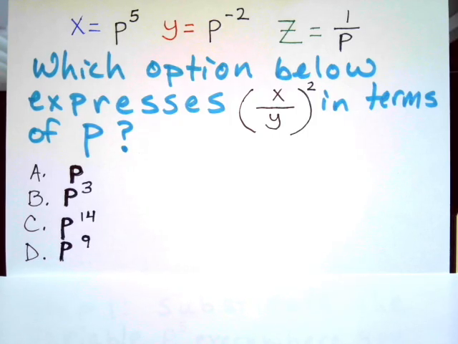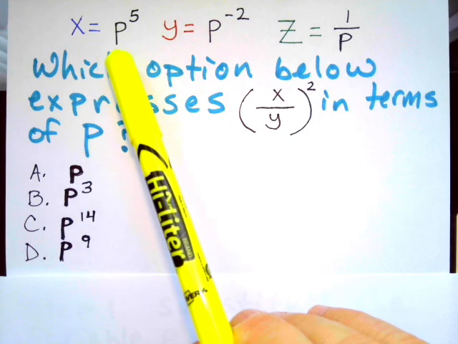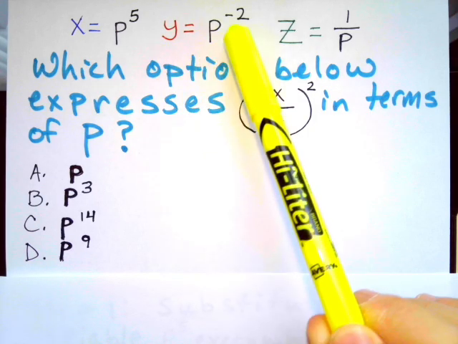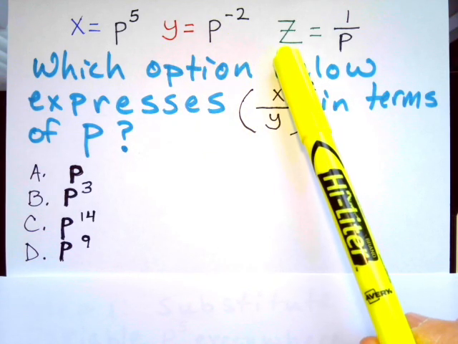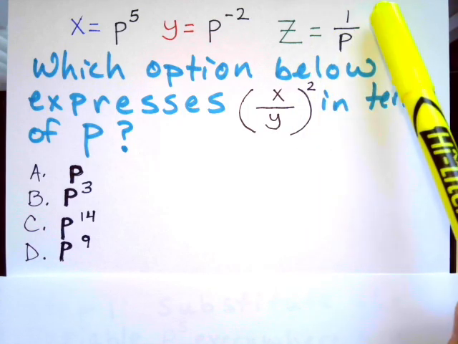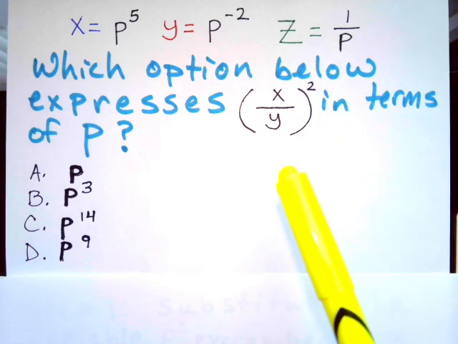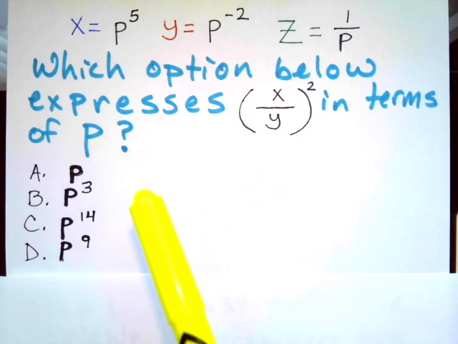So, we're looking at a GED type of math assessment problem where you have the values for x equals p to the fifth power. You have a value for y, which is equal to p to the negative 2 power. And then you have a value for z, which is equal to 1 over p. So let's just jump right on in here.